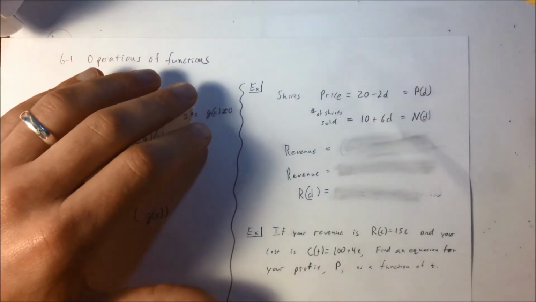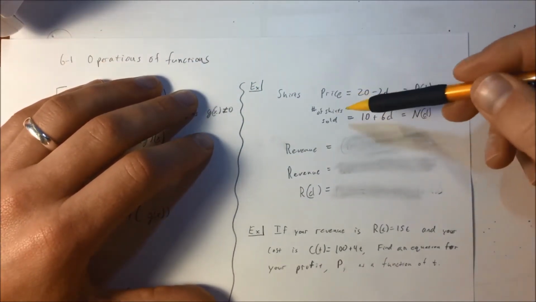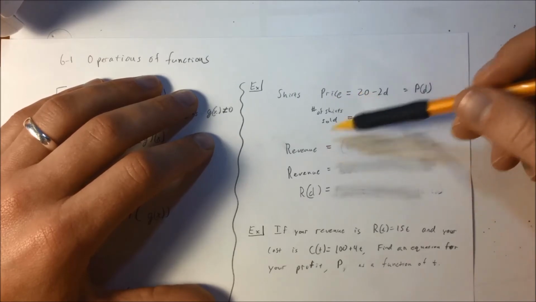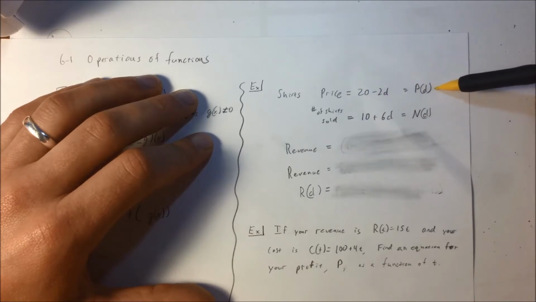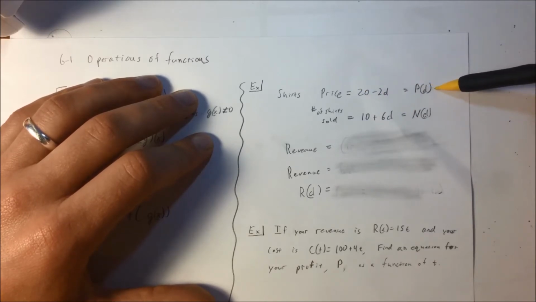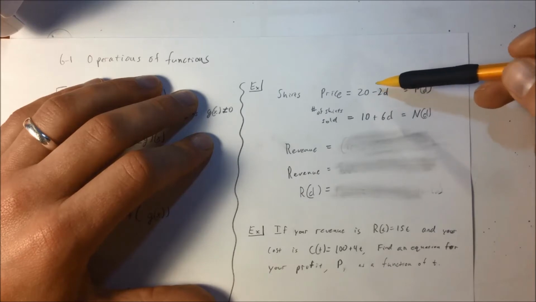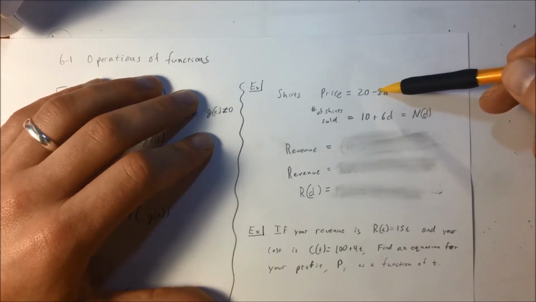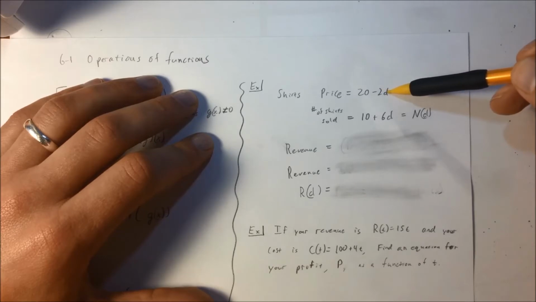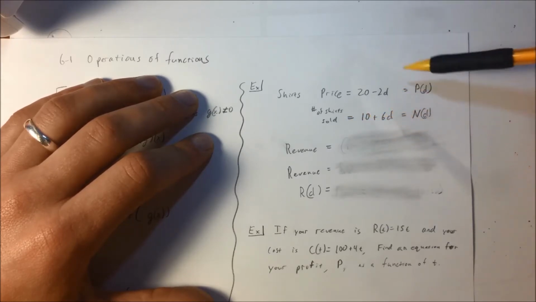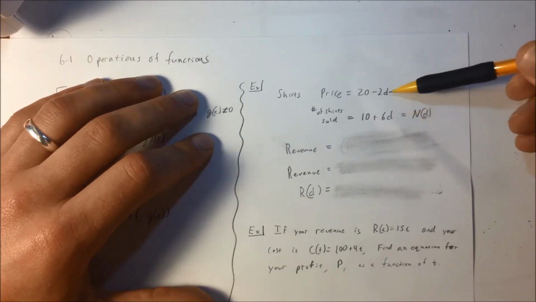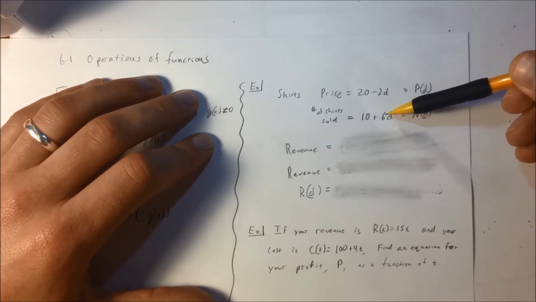Well, here's a quick example here. If you are trying to find your revenue, let's say you are selling shirts, okay, and the price of your shirts is P equal to 20 minus 2D. So you start at $20 per shirt, but you find out you can also decrease the price of the shirts by $2 each time. When that happens, the number of shirts sold right here, 10 plus 6D, for each price decrease, you sell 6 more shirts.